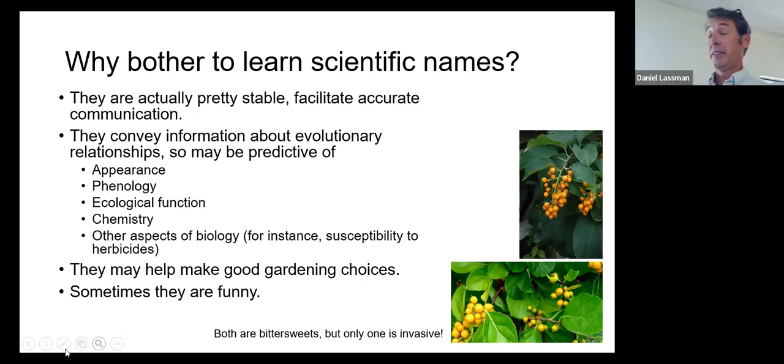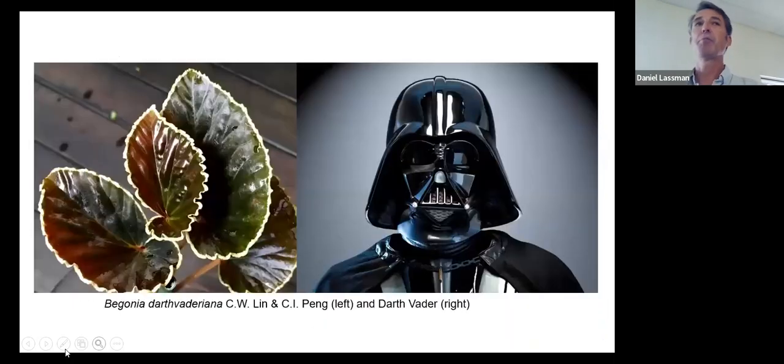Yeah, well, good. Anyway, sometimes knowing the taxonomic name will help you make good gardening choices. So here's one I want to leave you with. Here are two bittersweets that are widely planted in North America. One is a terrible invasive that's showing up in Kansas now, probably too late for us. That is this species, which is Celastrus orbiculatus. And the other one is our native Celastrus scandens. Two members of the genus Celastrus, one's bad, one's good. And you read the label at the nursery and you say Celastrus orbiculatus, and you say, I'm not going to put that in my yard because it's going to strangle all of my trees. And finally, sometimes they're funny.